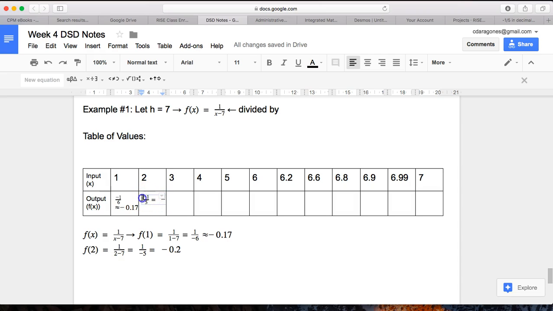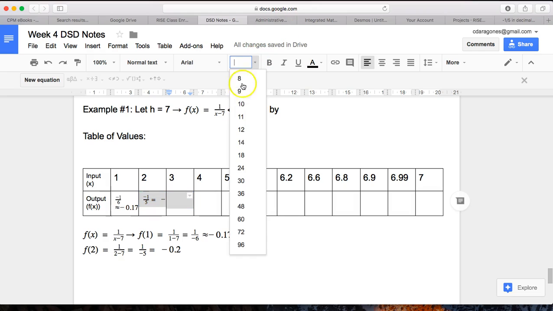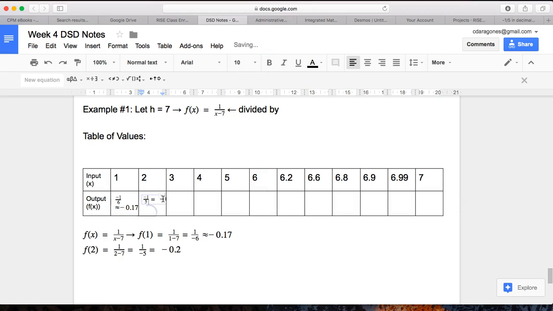Oops. Smaller so it fits. I don't know why. Actually, let's do this. Sorry. Let's just do this. I'm going to put in another equals negative 0.2. There we go.